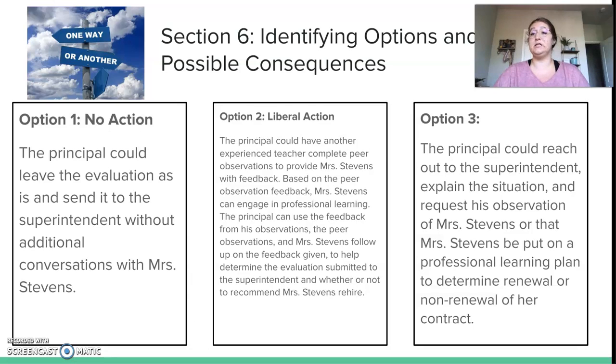And then option 3 is the principal could reach out to the superintendent, explain the situation, and request his observation of Mrs. Stevens, or that Mrs. Stevens be put on a professional learning plan to determine renewal or non-renewal of her contract.